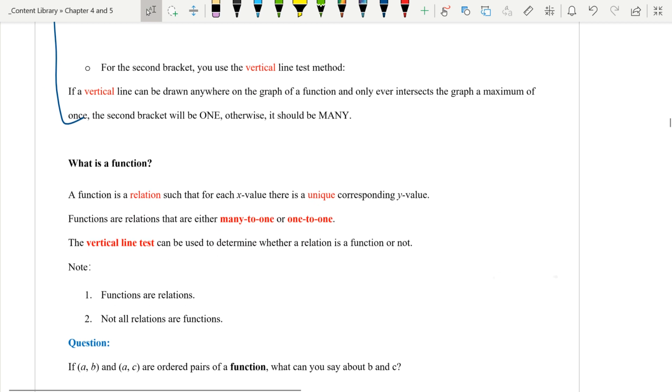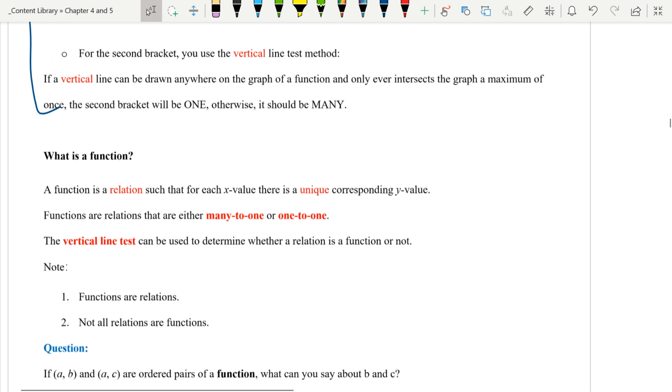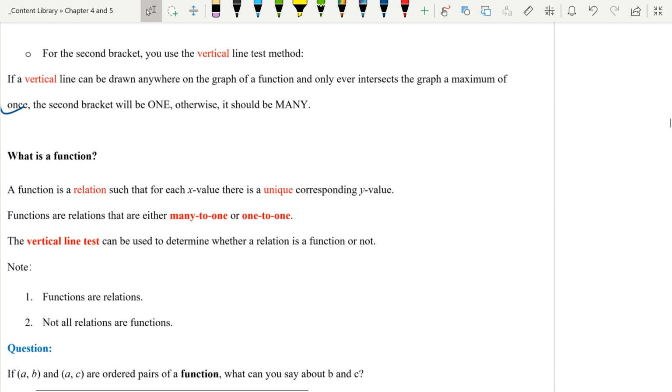So now let's talk about what a function is. Okay, so there are 4 types of relations. There's one-to-one relation, or many-to-one, or one-to-many, or many-to-many. Okay, there are 4 types of relations.